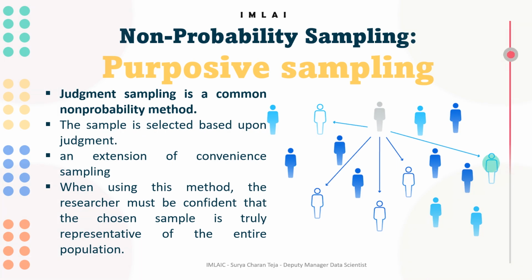In general, purposive sampling can be a useful technique when used appropriately, but it is important to be aware of its limitations and potential biases. The researcher should clearly define the criteria for selection and justify the use of purposive sampling in the research design.